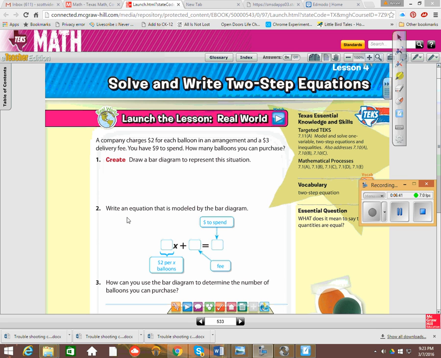Then we're going to write an equation that is modeled by the bar diagram based on what we just talked about, where we have $2 per balloon is 2x plus something, the fee, equals how much you spent. And the next question, how can you use the bar diagram to determine the number of balloons you purchase? So take a moment to do that.